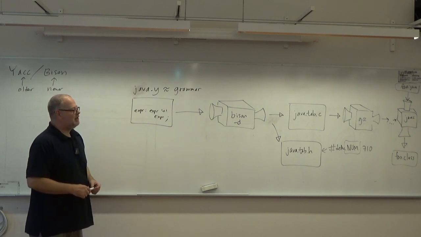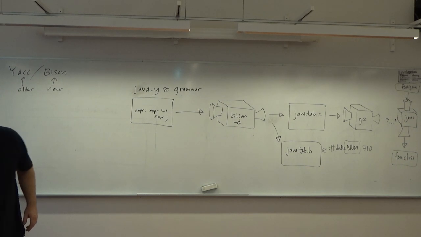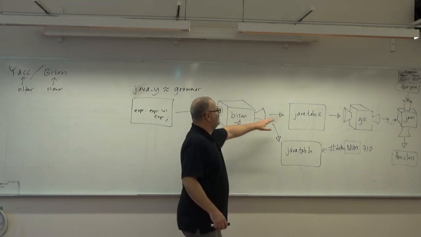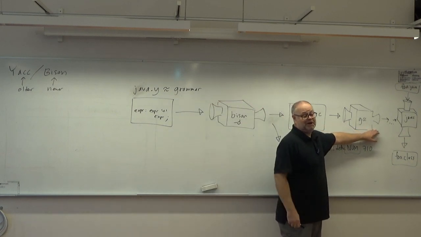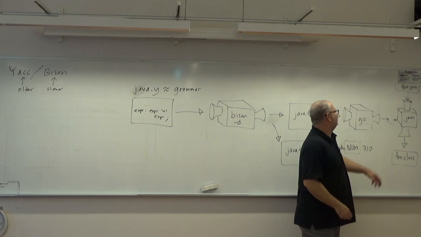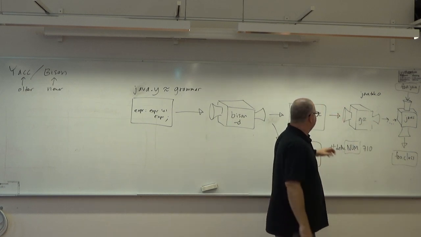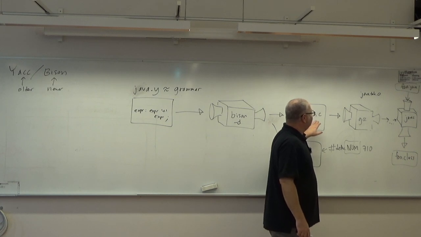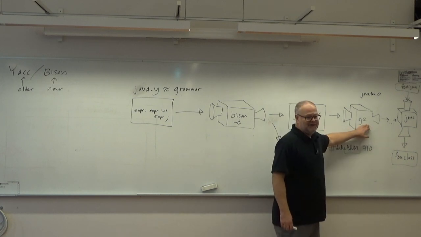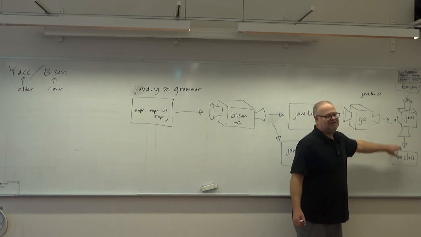Yes? From Bison, we get a C file, you say? Yes. And the C file, we give it to GCC? We compile it with our normal C compiler. It produces a link module. So if you compile it, you actually get java.tab.o, and you need to link it together. But if you just compile it with GCC, GCC usually calls the linker also. So this is just being careful to not say something that is wrong.